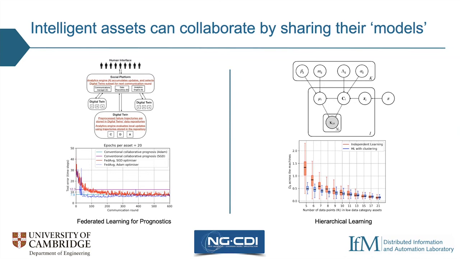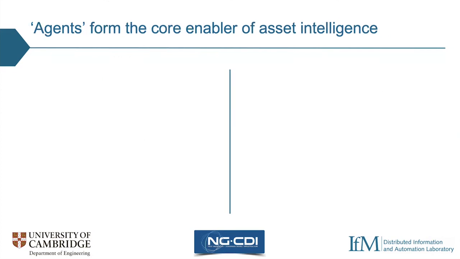So here what we are doing is to use techniques such as federated learning and hierarchical modeling to allow assets to learn by sharing models or model parameters rather than sharing their entire data sets with each other. And what we can see so far from our early research is that these techniques do work, and they are showing extremely promising results as well. So we can avoid the need for assets to share entire data sets in order to do this collaborative learning.